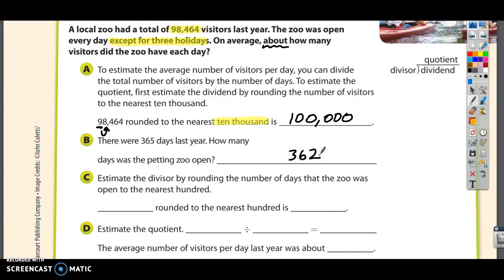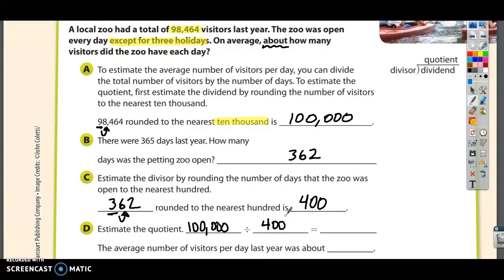Estimate the divisor by rounding the number of days that the zoo was open to the nearest 100. So 362 rounds to, we're rounding to the nearest 100, so you underline that number in the hundreds place. It's a 3. You look to the right. 6 rounds up, so it makes that 3 round to a 4, and then everything turns to a 0, so it's about 400. D says to estimate the quotient. That means 100,000 divided by 400. Now this looks more complicated than it really is.